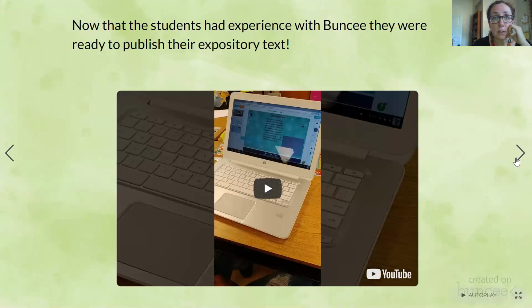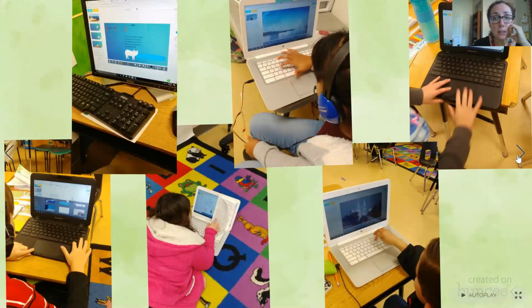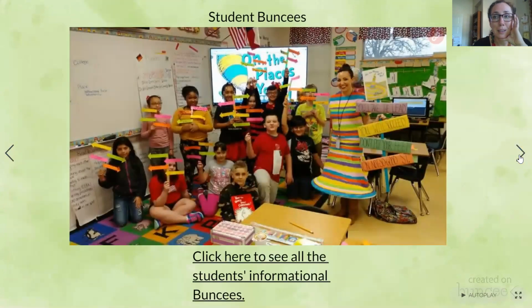So here she's got a video of when they actually got started moving their text over. And here you can see them all over the room working on their computers to compose. One student wrote about how to take care of your pet pig. He had a pet pig, and oh, I love that one.